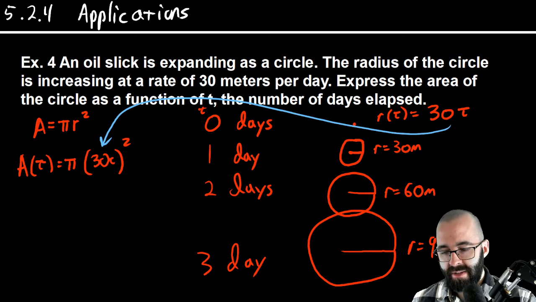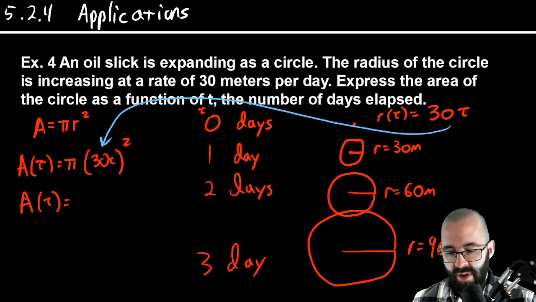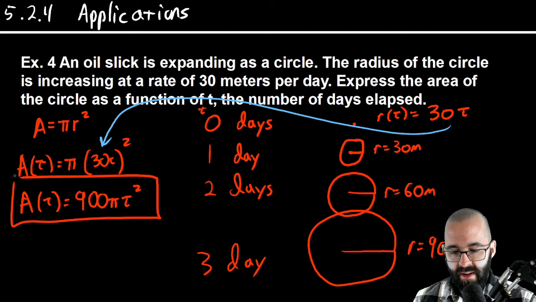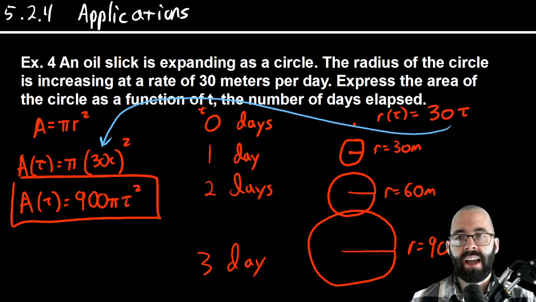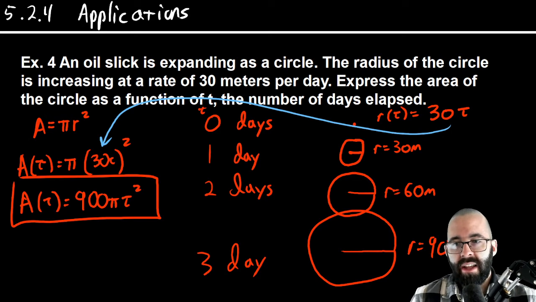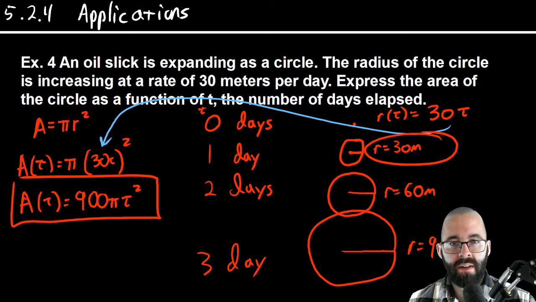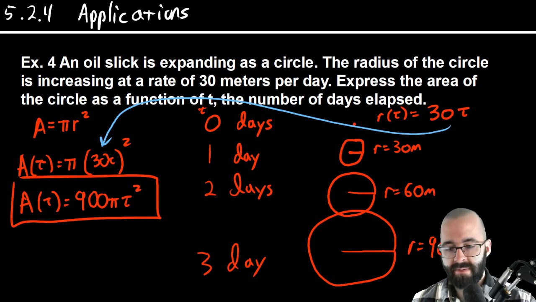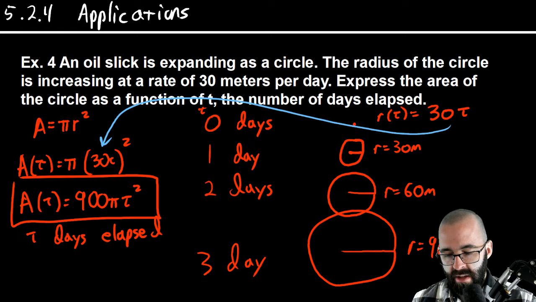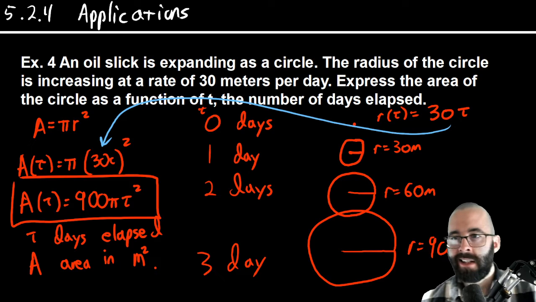There we go. And we can simplify a little bit. Our area function is going to be 30 squared, that's 900, times pi, times t squared. This tells us the area of this oil slick after however many days. You could check your answer by plugging in some values here. At 0 days, yep, area is 0. After 1 day, area is going to be 900 pi. You should be able to use the area formula to also get 900 pi meters squared, and so on. All right. t is the number of days elapsed, and A is area in meters squared. And that's example 4.